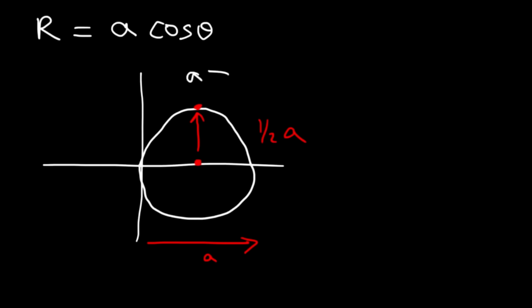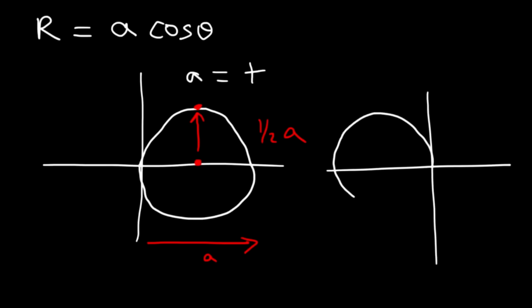So if A is greater than 0, if A is positive, it's going to open towards the right. And if A is negative, you're going to get a circle. Let me draw a good looking circle this time. You're going to get a circle that is directed on the left. So keep in mind, this is going to be A, and this is half of A. So let's try some examples.